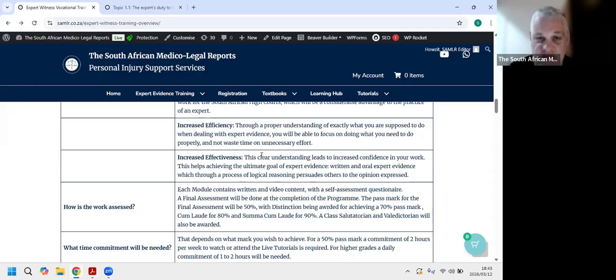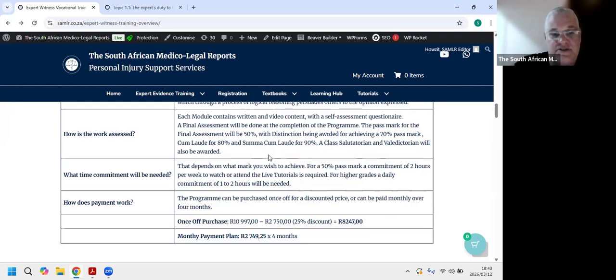It makes you more polished. It gives you direction. It gives you confidence. And again, it raises you above your peers. So it gives you all sorts of tremendous advantages. Let's just have a look at the assessment quickly. How's the work assessed? Each module contains a written and video content with a self-assessment questionnaire. A final assessment will be done at the completion of the program.